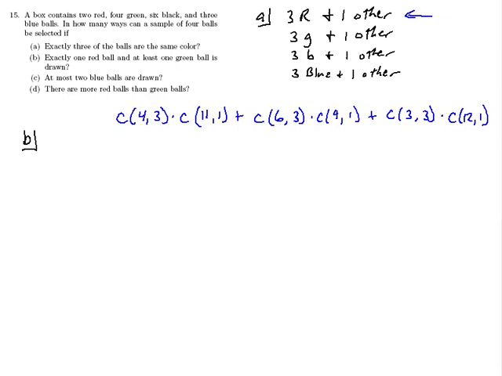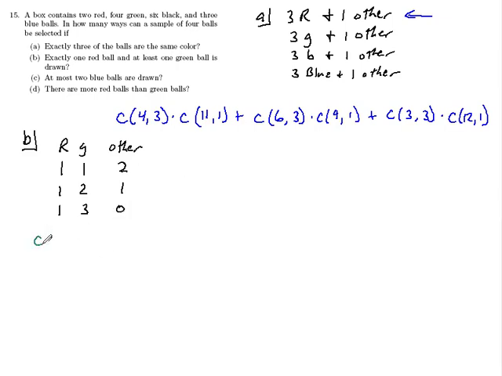Part B says exactly 1 red and at least 1 green is drawn. So we can do red, green, and other. We want exactly 1 red and at least 1 green. At least 1 green means 1 or more. So if we wrote it out as a chart, notice 1 red, 1 green, 2 others, 1 red, 2 green, 1 other, and so forth.